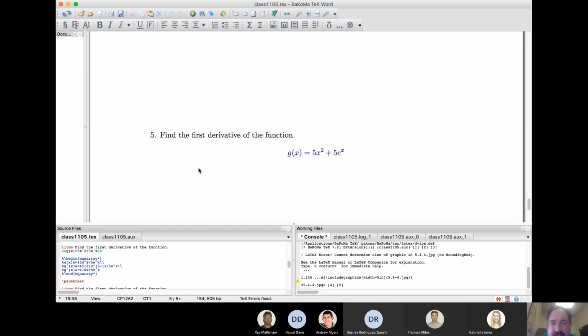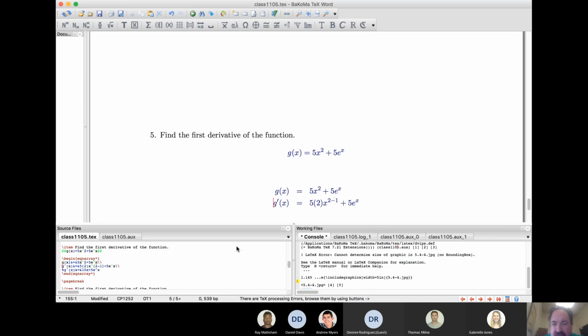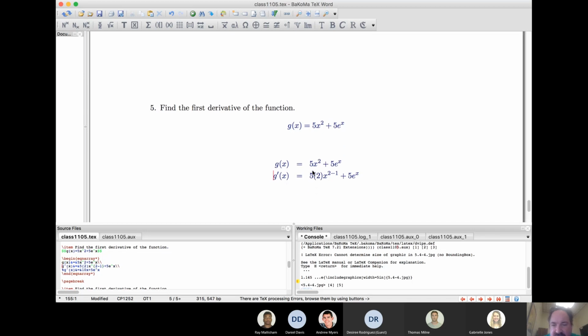This problem is a real quickie. All it's asking for is the derivative, and it's not too different than what we've seen. Actually, it's very similar to the very first problem. We're just using the power rule for the first term. That would just give us 10x, and then 5 e to the x is its own derivative. So nothing to see here, really. We have other problems that are more of a pain.